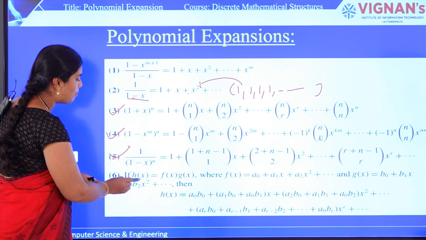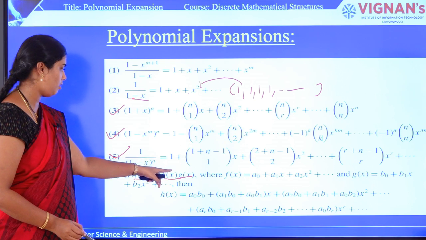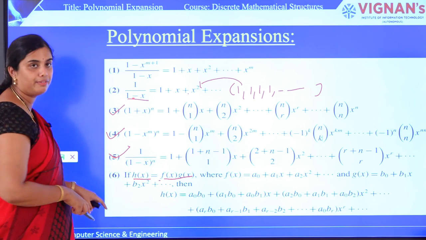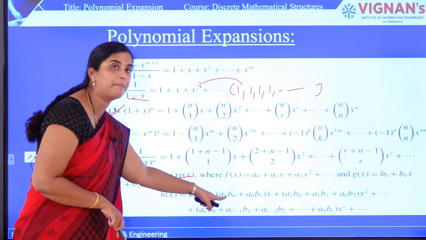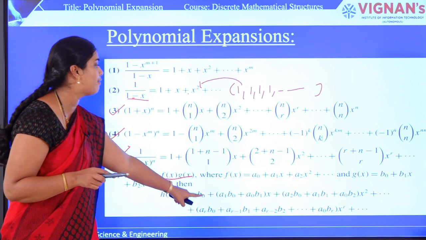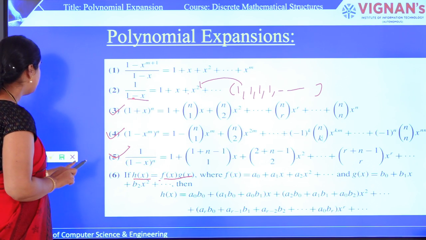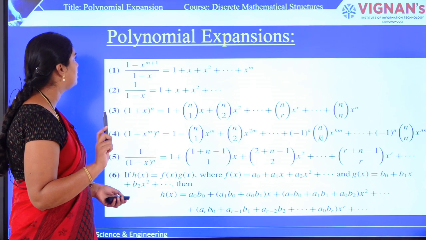So here one more thing is there. If the generating functions are expressed as a product, then how do we need to find the coefficients? Here h of x can be calculated by clubbing the coefficients of f of x and g of x in the manner which is shown over here. Okay. These are very basic binomial expansions. So please try to remember these ones.